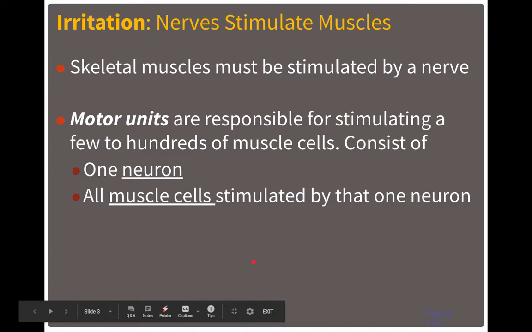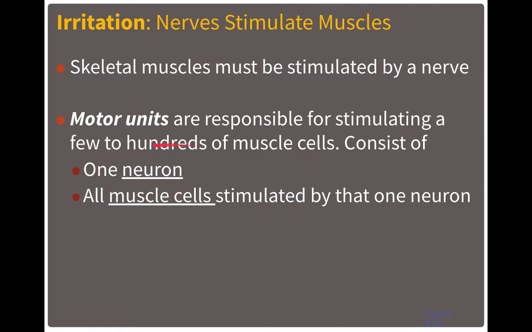So we're going to discuss irritation for the most part, and that's how do nerves stimulate muscles? Well, skeletal muscles must be stimulated by a nerve. That's what allows your brain to control muscle contraction. And one of the main reasons why muscles respond in such a coordinated fashion to nerve stimulation is because muscles are organized into motor units. So a motor unit is basically one neuron and all of the muscle cells, which could be just a few to hundreds of muscle cells, that are stimulated by that one neuron.